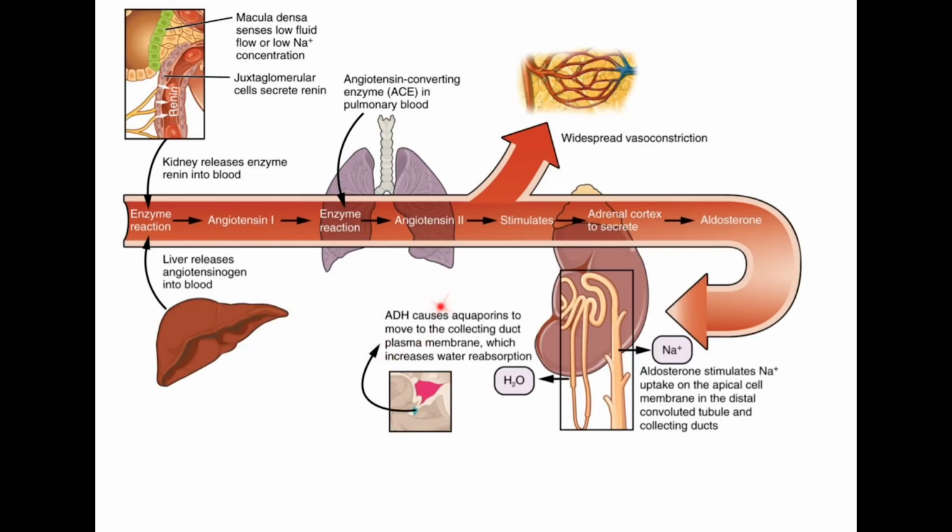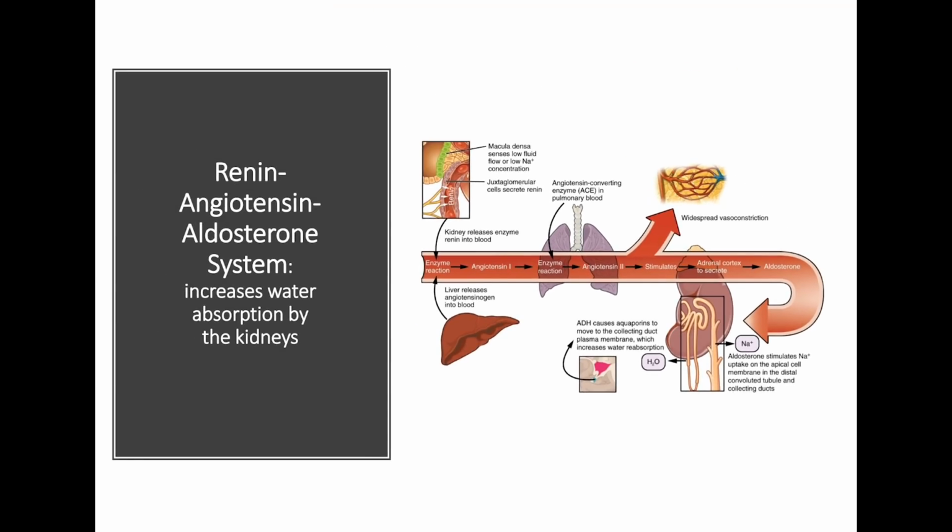Okay, so the two systems that we spoke about were the renin-angiotensin-aldosterone system, and the other hormone that was important is the antidiuretic hormone. So if you dehydrate or if you see your urine is dark, these are the hormones that are responsible for what is happening.